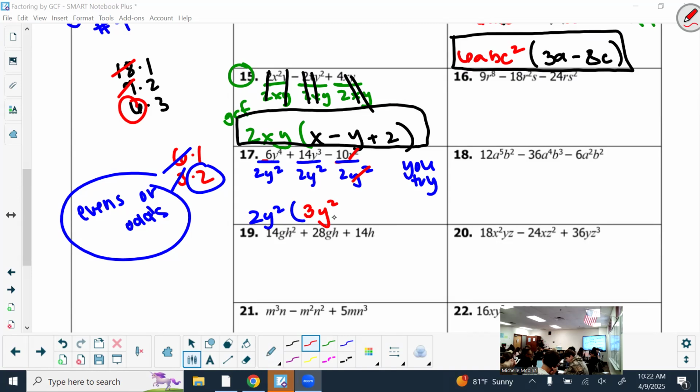Class, with 14 divided by 2? And y cubed divided by y squared? And again, 3 minus 2 is 1, that's why it's y to the first power. And lastly, what's negative 10 divided by 2? And negative 5. So make sure the signs look just like this. We separate our terms with plus and minus signs. And that's our answer for the last few.